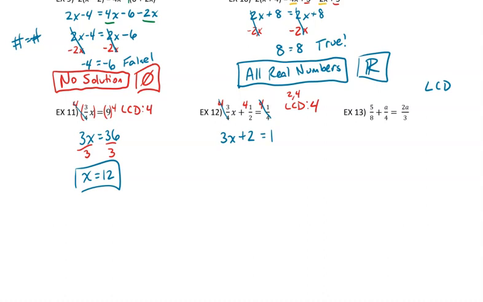All right, from this point, we're back to a normal equation, no fractions in sight, so we can subtract 2 from both sides. We get 3x equals -1. And we can divide both sides by 3. We get x equals -1/3. That is our answer.